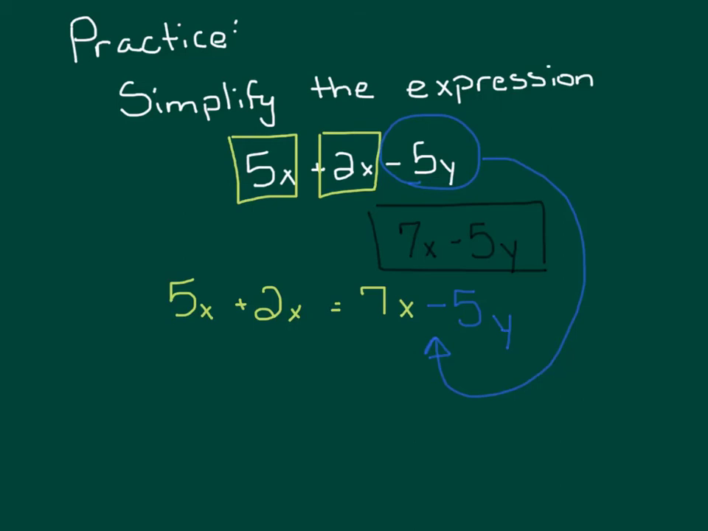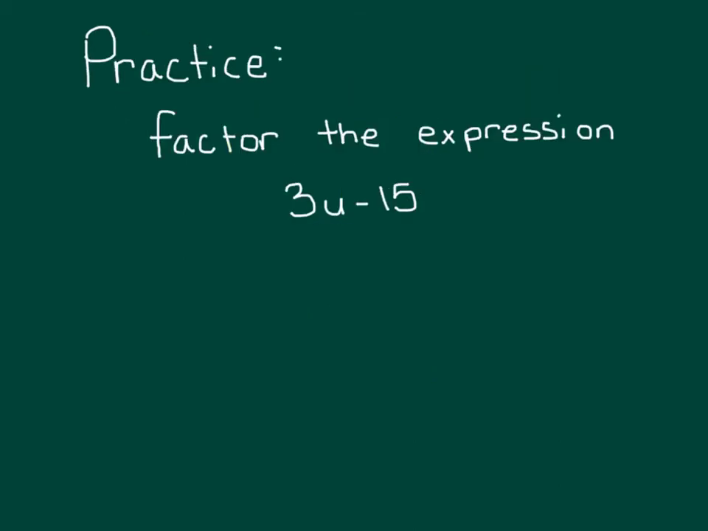Let's look at our next example. So our next example asks us to factor the expression 3u minus 15. Pause the video now while you try and come up with a solution of the factored form of 3u minus 15. Did you get the solution 3 times the quantity of u minus 5? If you did, you may move on to the last practice problem.